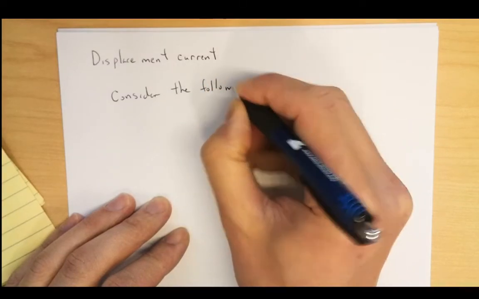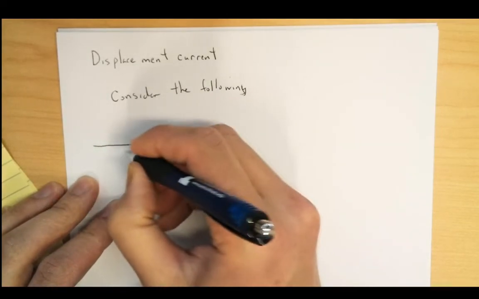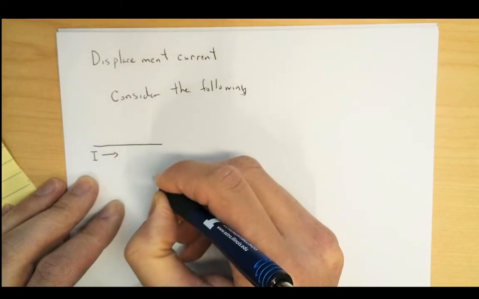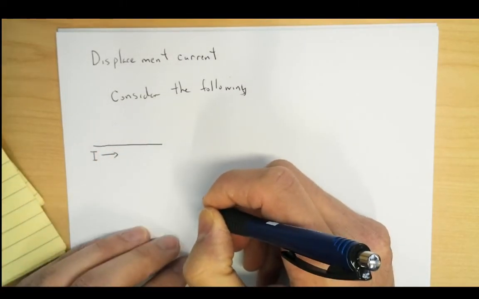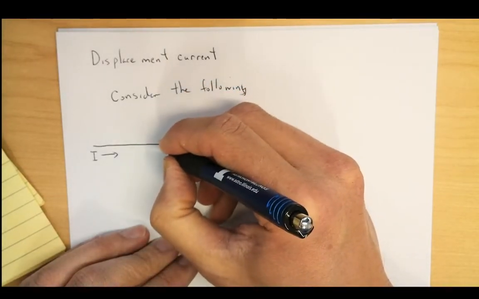Okay, let's draw a picture here. I'm going to draw a wire. That's my wire right there. And in this wire, I'm going to put a current I flowing through this wire. Now, I'm going to do the following. I'm going to make this wire really, really, really long.